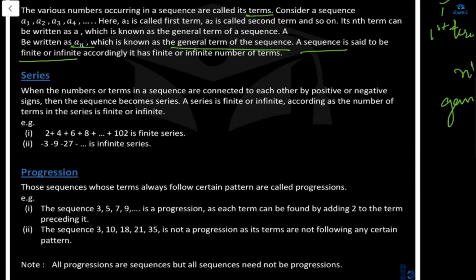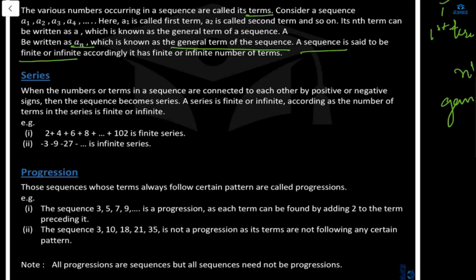Sequence and series. We have seen the sequence. Now, a series is what? When the terms in a sequence are connected to each other by positive or negative signs, then the sequence becomes a series. When positive and negative signs are there, that particular sequence becomes a series. A series is finite or infinite again, because a sequence can be finite or infinite. Like you see here, 2 plus 4 plus 6 plus 8 plus 10, that is a series, a finite series.